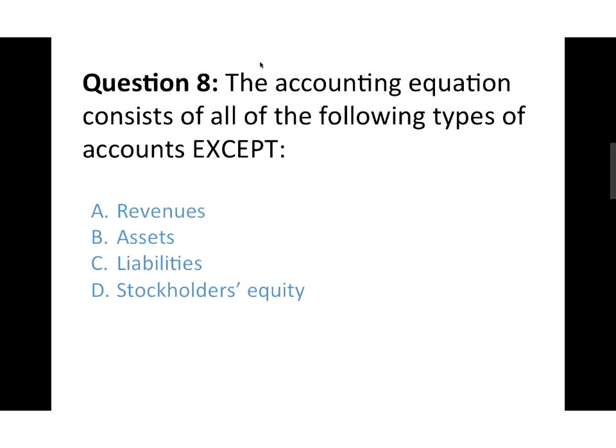The accounting equation consists of all the following types of accounts except. So the accounting equation you just wrote down: assets equal liabilities plus equity, okay? Which one is not considered part of that? Does anyone need any technical help? Is everyone online fine?